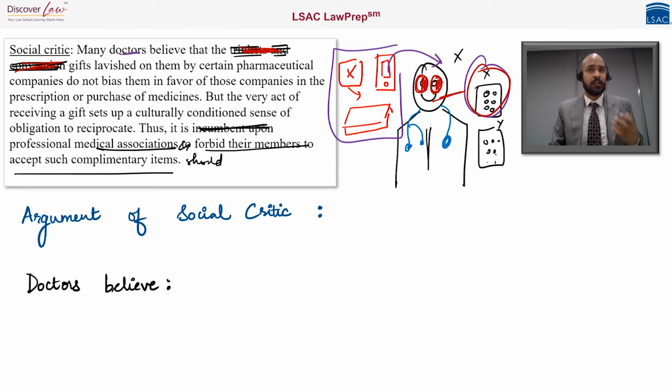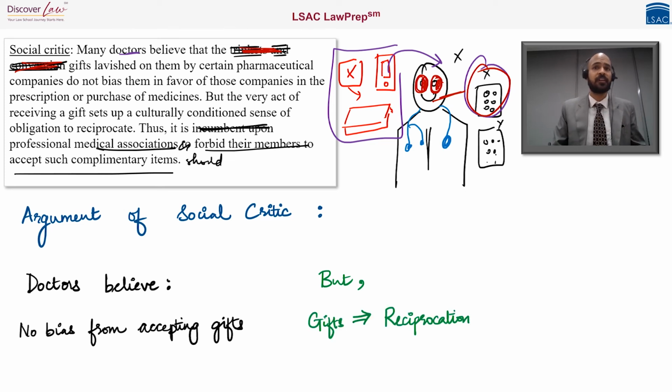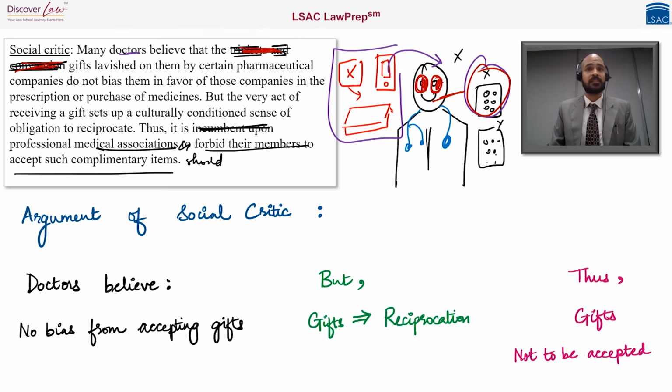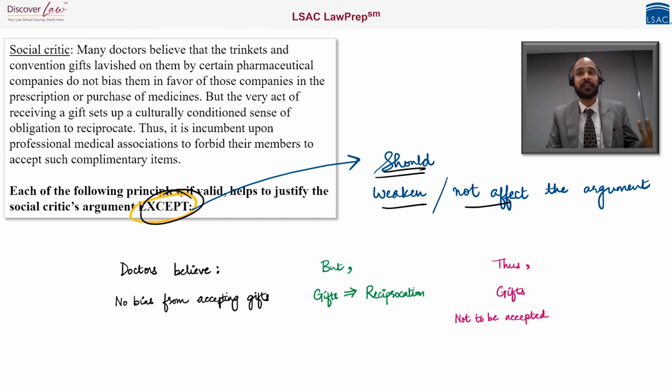It says, doctors believe that there's no bias from accepting gifts, okay? But you see something to the contrary. It says, gifts imply reciprocation. Thus, gifts should not be accepted. The exception that we're looking for should either weaken or not affect the argument, right?